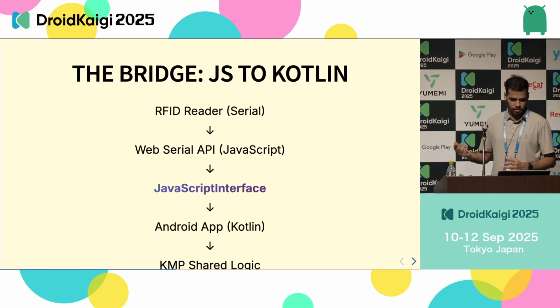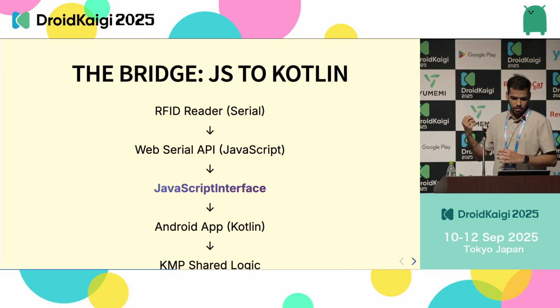So first, we can go step by step. First, you have the RFID reader. It sends the data to the serial port. Next, we have the Web Serial API, which we just discussed. It's in JavaScript. So this Web Serial API captures the data that you just got from the RFID device.